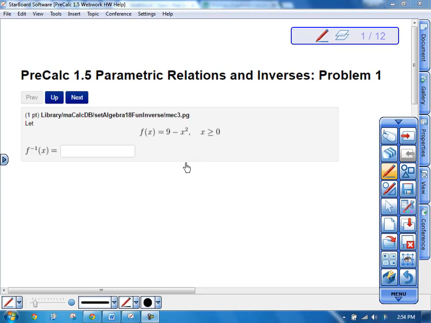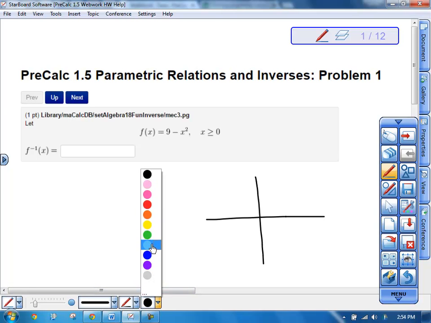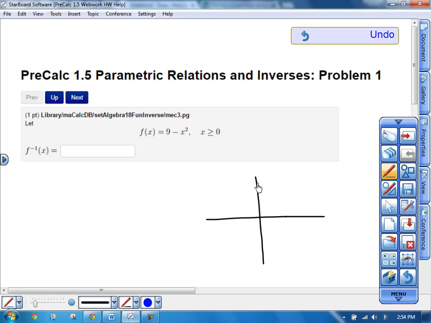All right, this is PreCalc 1.5 homework. First problem gives us a function, and we're only going to use our x values that are bigger than or equal to 0. If we take a look at this, it looks like a parabola. Usually it's a parabola that opens down, but shifted up 9 units. So we think about it like this. But we're saying, okay, let's only use the x values that are bigger than or equal to 0.